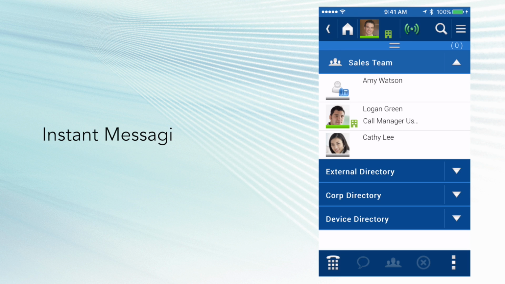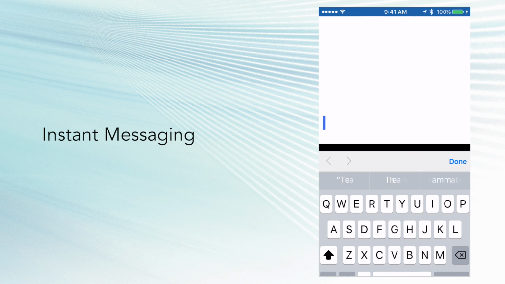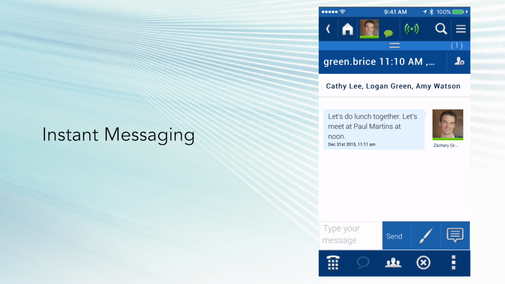Now that I created my sales team group, let's send out an instant message to my entire team. So the first thing we're going to do is touch each user to add them to the notification bar. Okay, once I had each user in the notification bar, I can now touch on the instant message. And now I can simply type a message. Let's say, let's get together for lunch, and then send out this message.